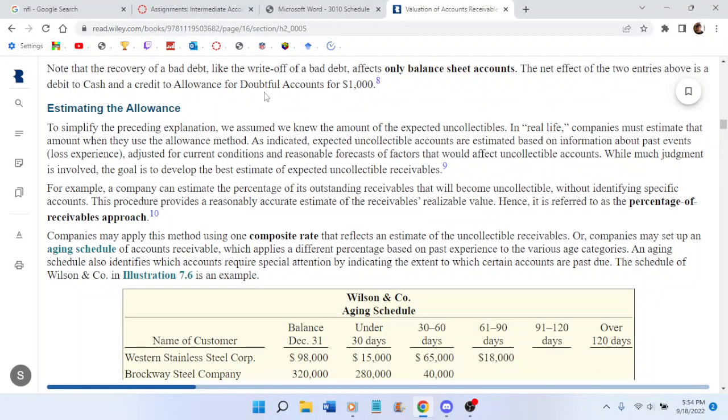Companies must estimate that amount, and they use the allowance method. What do you mean? I thought the allowance was the estimation, though.